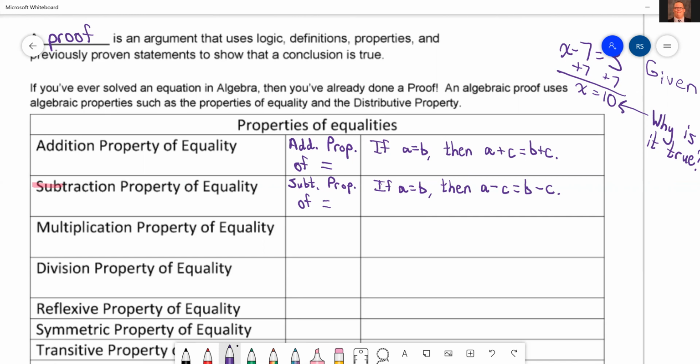Multiplication property of equality. So mult prop of equality. It again sounds similar. If A equals B, then AC equals BC.